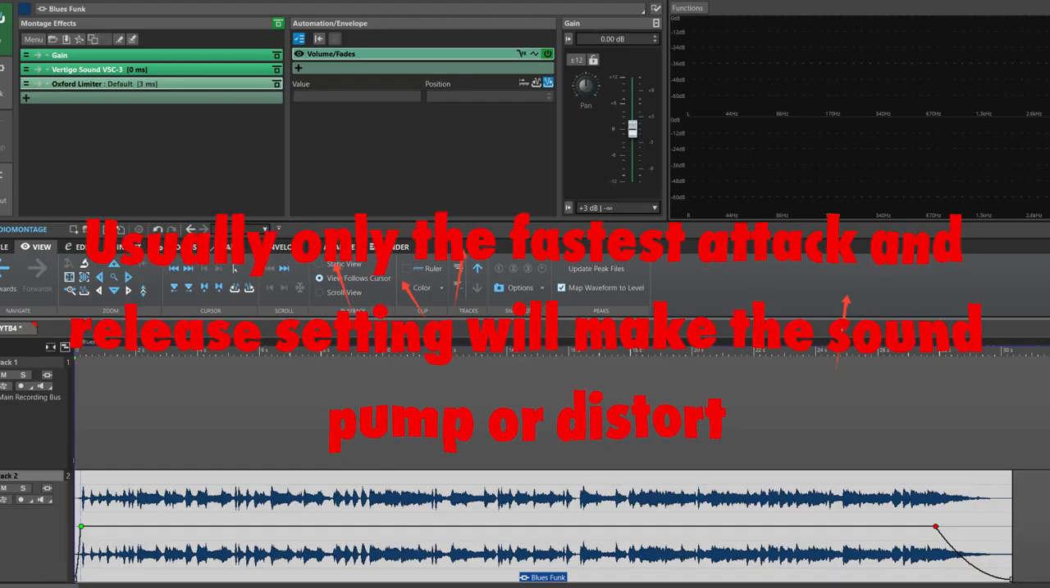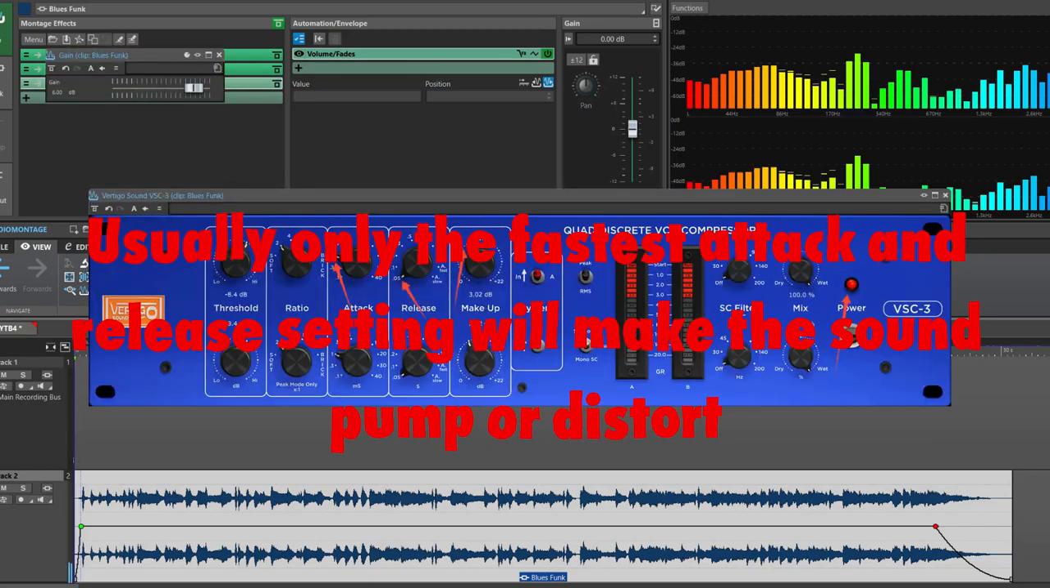Usually, only the fastest attack and release setting will make the sound pump or distort.